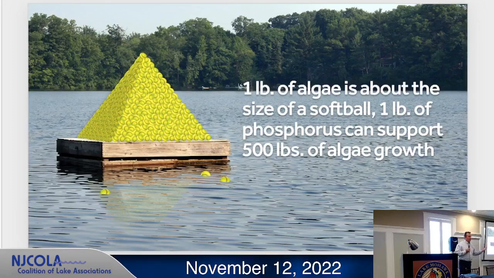So let's talk about our nutrient inactivation. So we've got a little history of where it comes in and what's happening here. So 1 pound of algae, okay, is about the size of a softball. 1 pound of phosphorus can support 500 pounds of algae. That's a lot. Okay. 1 goose can produce roughly 8 pounds of phosphorus per year. We kind of put that in the equation. Wow. Okay, that's just the goose. That's not you fertilizing, like everybody fertilizing, and landscapers, and septic tanks. So 1 pound of phosphorus, that's pretty significant.